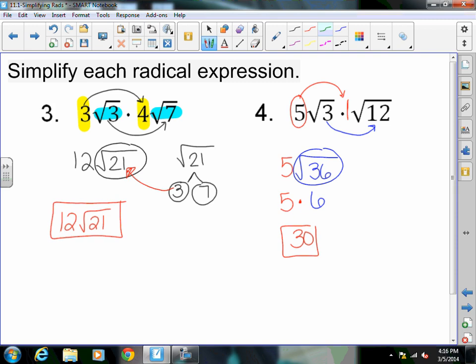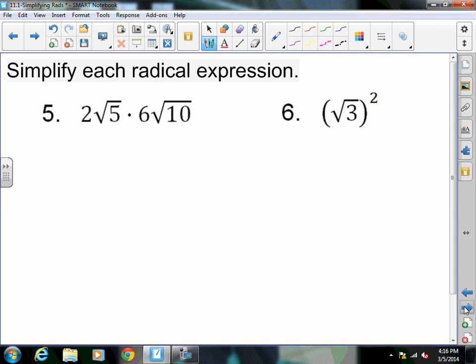Okay, let's go to example 5. I'm going to multiply my numbers outside the rad first. 2 times 6 is 12. Then I'm going to multiply my numbers underneath the rad together. Rad 5 times rad 10 is rad 50. If you do rad 50 on your calculator, you're going to notice that you get a decimal.